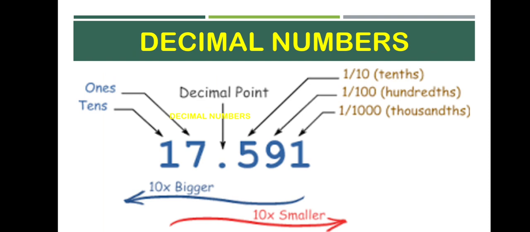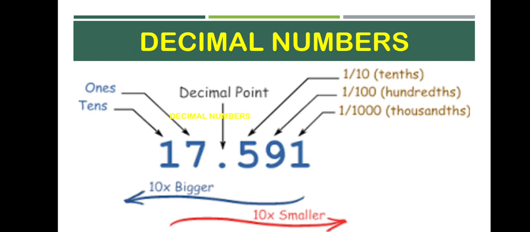Now look at this example here. This is an example of decimal numbers. If you notice here we have 17.591. This means decimal numbers are the numbers which contain a point in between them. Or we can say that the numbers before the decimal point are called the integral part and the numbers after the decimal point are called decimal numbers.